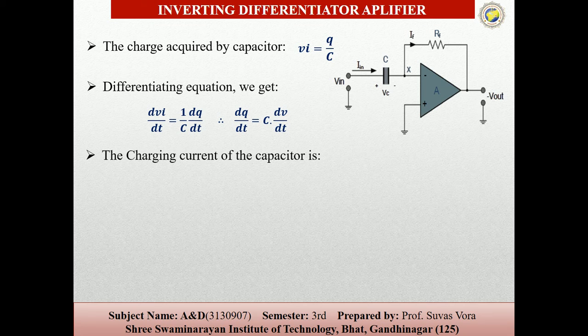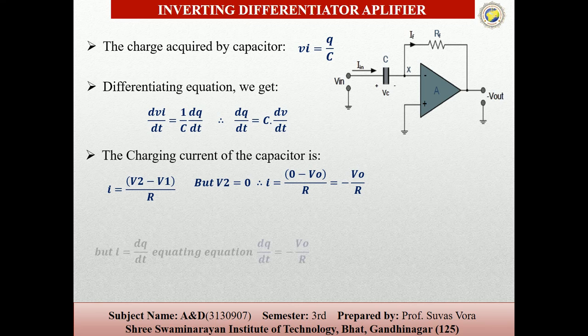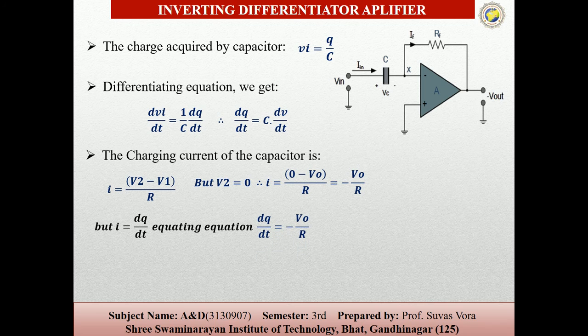So the charging current of the capacitor is I equal to V2 minus V1 upon R, but V2 equal to 0. So I equal to 0 minus Vout upon R, that is minus V0 upon R. This is the inverting equation. But I is equal to dQ by dt. Equating the equations, dQ by dt equals minus V0 by R.